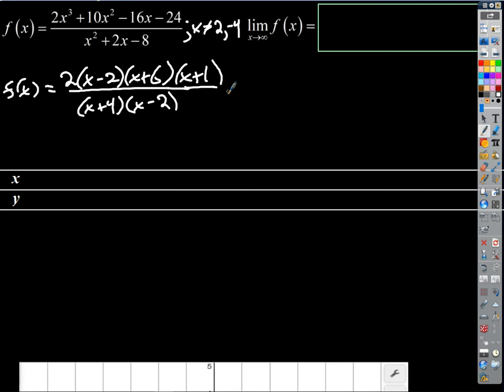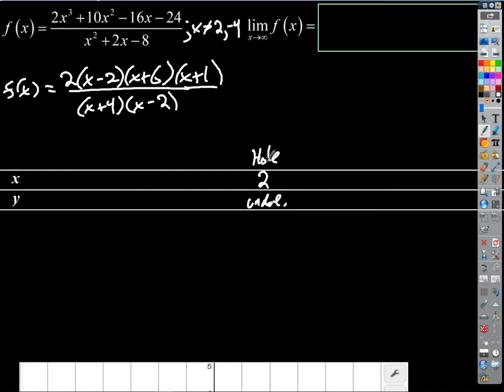Okay, so that helps, right? So now, what can you tell me here? Where do I have a hole? At 2. Okay, so at 2, let's make that a hole. At 2, we're going to have an undefined function, but we know that that's a hole.